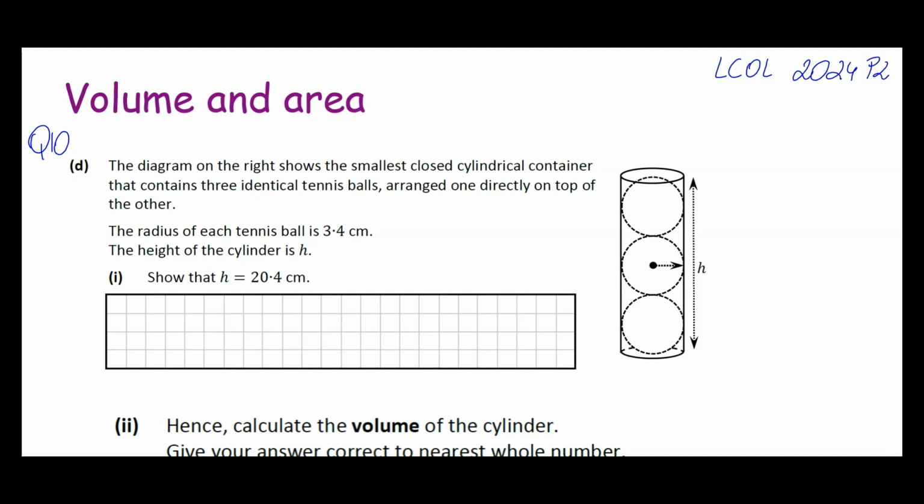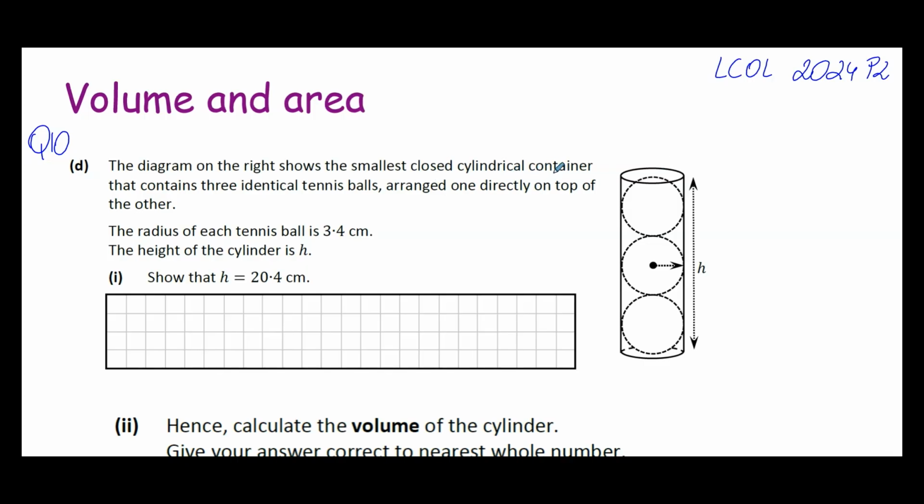So let's crack on volume and area. The diagram on the right shows the smallest closed cylindrical container that contains 3 identical tennis balls. Smallest means that it is exactly touching. So the ball is exactly touching the wall, and the top is touching the top.